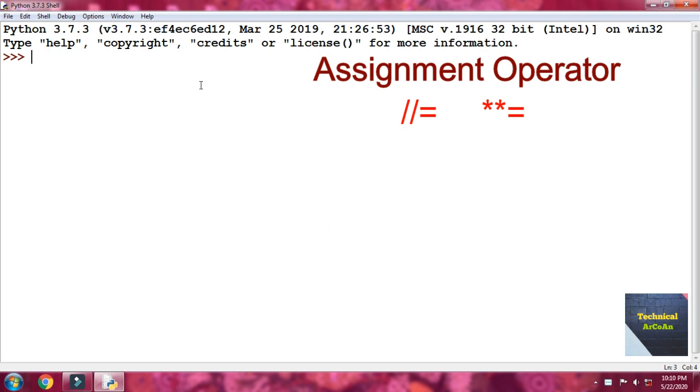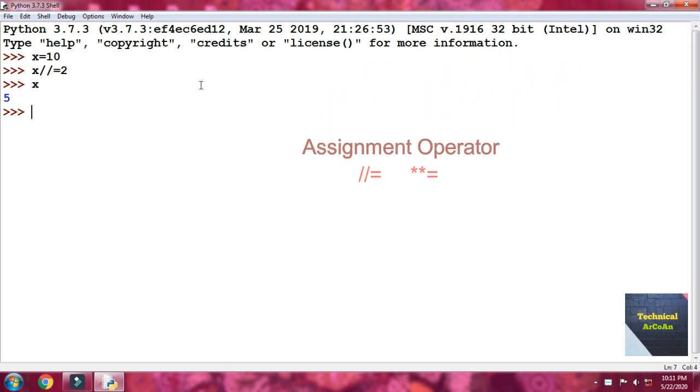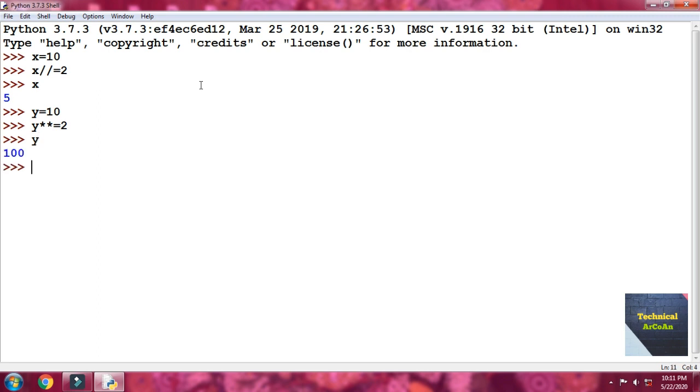So go for an example. Suppose write x equal 10 and we write x floor division equal 2, and after that press x, so we get 5. Why? Because 10 floor divided by 2 gives the quotient 5. Now go for the next example. Suppose y equal 10 and write y double asterisk equal 2, which is the exponent operator, and after we write y, it prints 100. Why? Because 10 to the power 2 is 100.